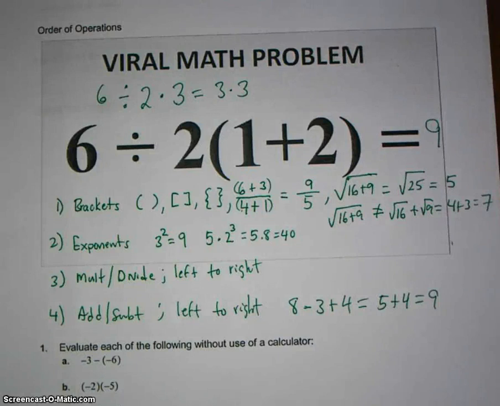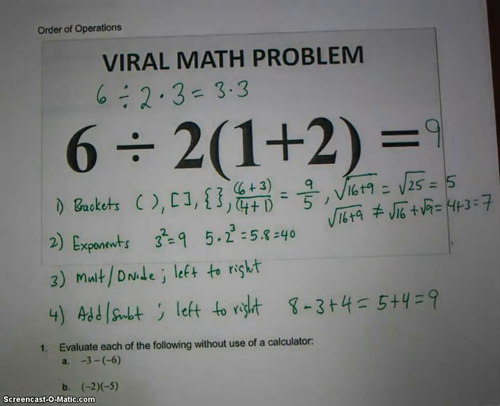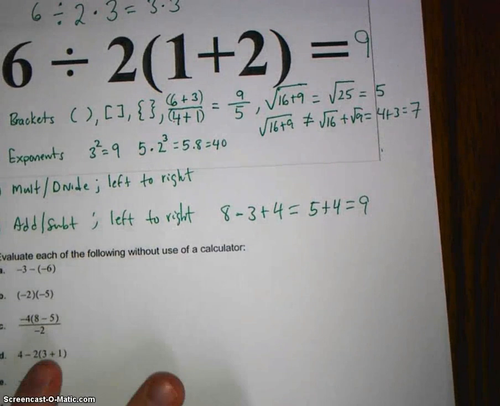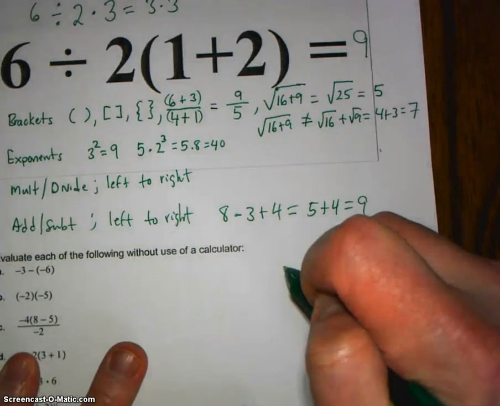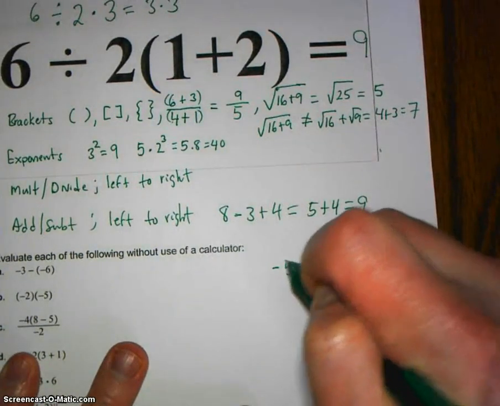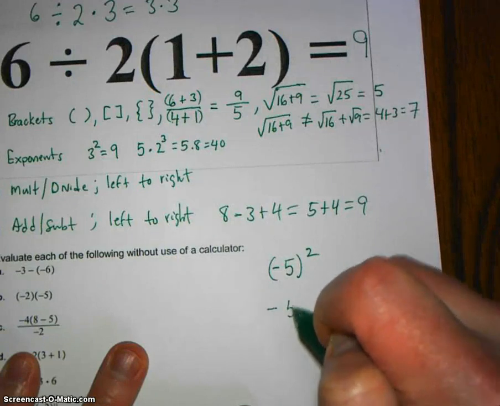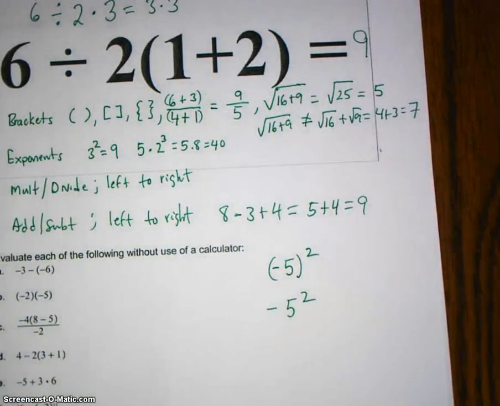All right, I told you I wanted to do a few more exponent problems. I'm going to go down here. We'll get to these problems in just a minute. A few more exponent problems. What I want to do is (-5)² versus -5².